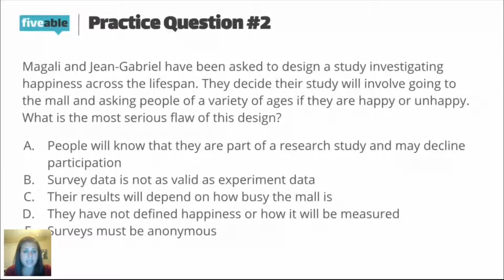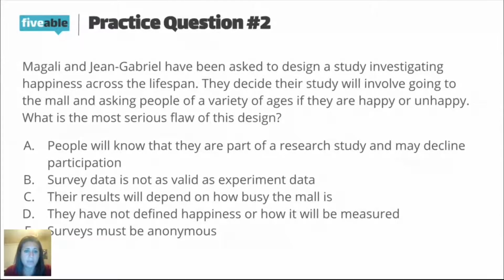I could see that some people put answer B, survey data is not as valid as experimental data. That's kind of true, because we talked about how people could lie on a survey, but we still use surveys and we rely on them if we take a big enough sample size. So that's where it gets tricky, where it's the most serious flaw. Thinking about which of these things would cause us the biggest problem in our study, it would be not having a solid definition of what happiness is.